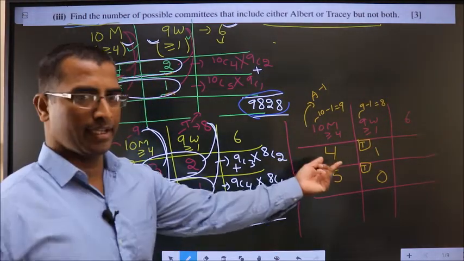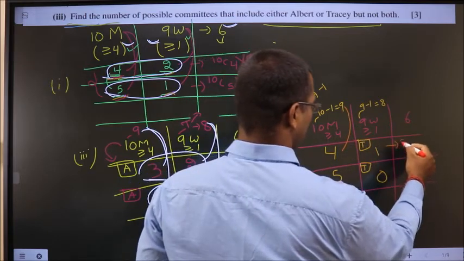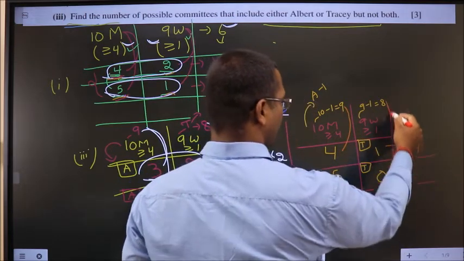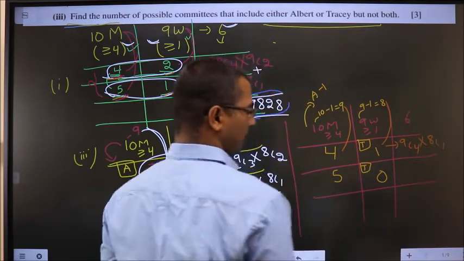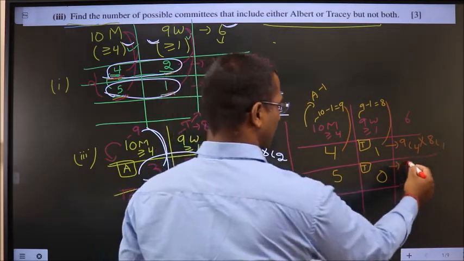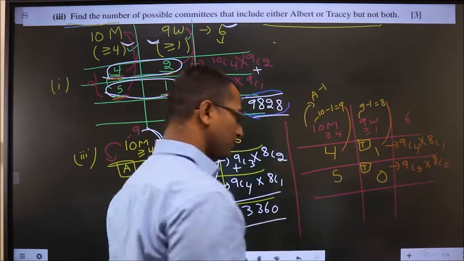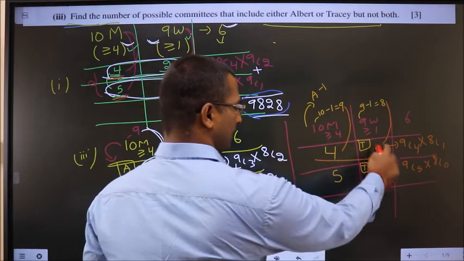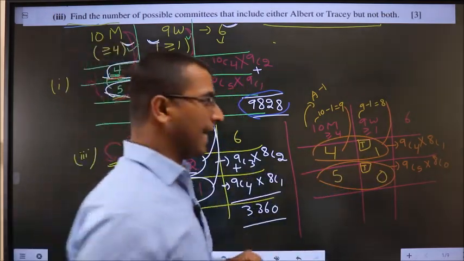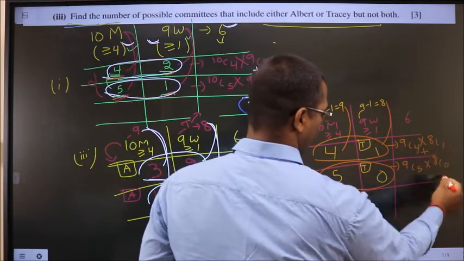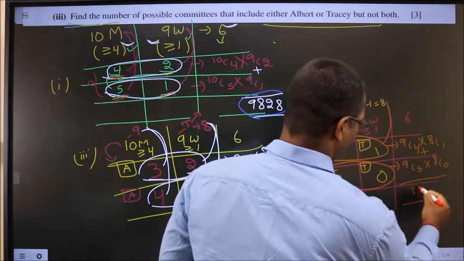Okay, now here from 9 selecting 4 is 9C4. From 8 selecting 1, 8C1. It is "and", so you multiply. Same way you write for this, from 9 selecting 5, from 8 selecting 0. It is either this or this. Whenever it is "or", add. So when you add these two, the answer that you get is 1134.